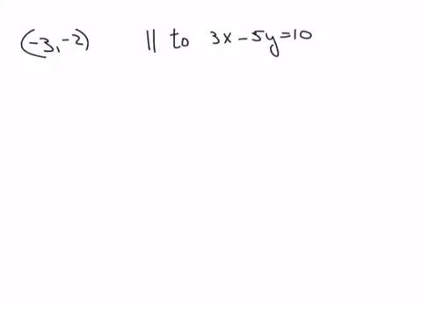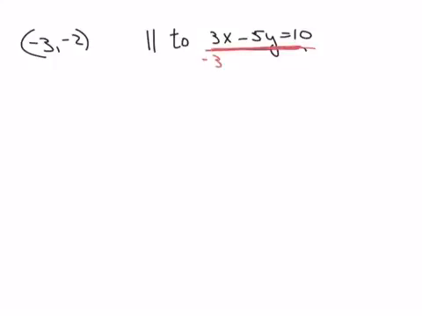Okay, so example 4, let's see if we can get through that before I run out of time. Find the equation of the line passing through the point -3, -2. My line goes through that parallel to 3x minus 5y equals 10. Write the answer in standard form. All right, so now we have to write this equation in slope-intercept form so we can find out what the slope is, because if the line we're looking for is parallel to this, then the slopes are going to be the same.